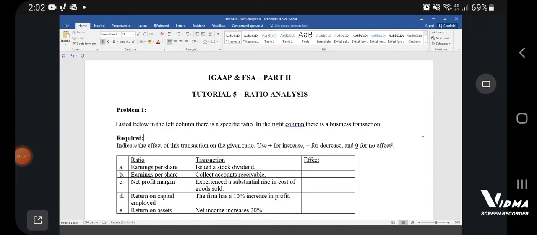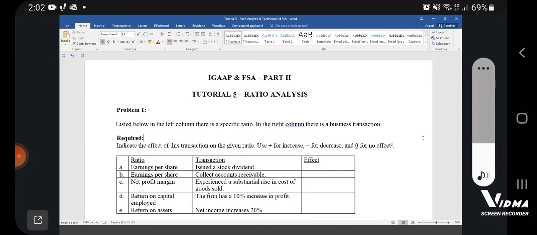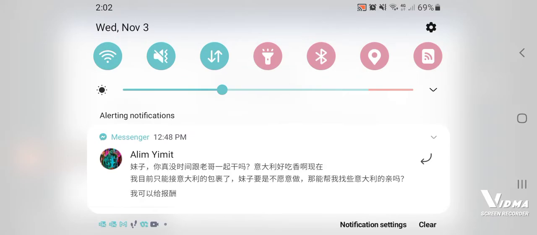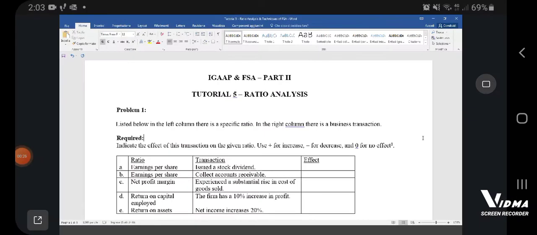Actually, the idea is to learn how to calculate the ratios, but also how to interpret them. So the basis and the focus of these exercises is not only in the calculation, the computation, but more on understanding the effects of a transaction on different ratios, and also being able to analyze the information and interpret it.